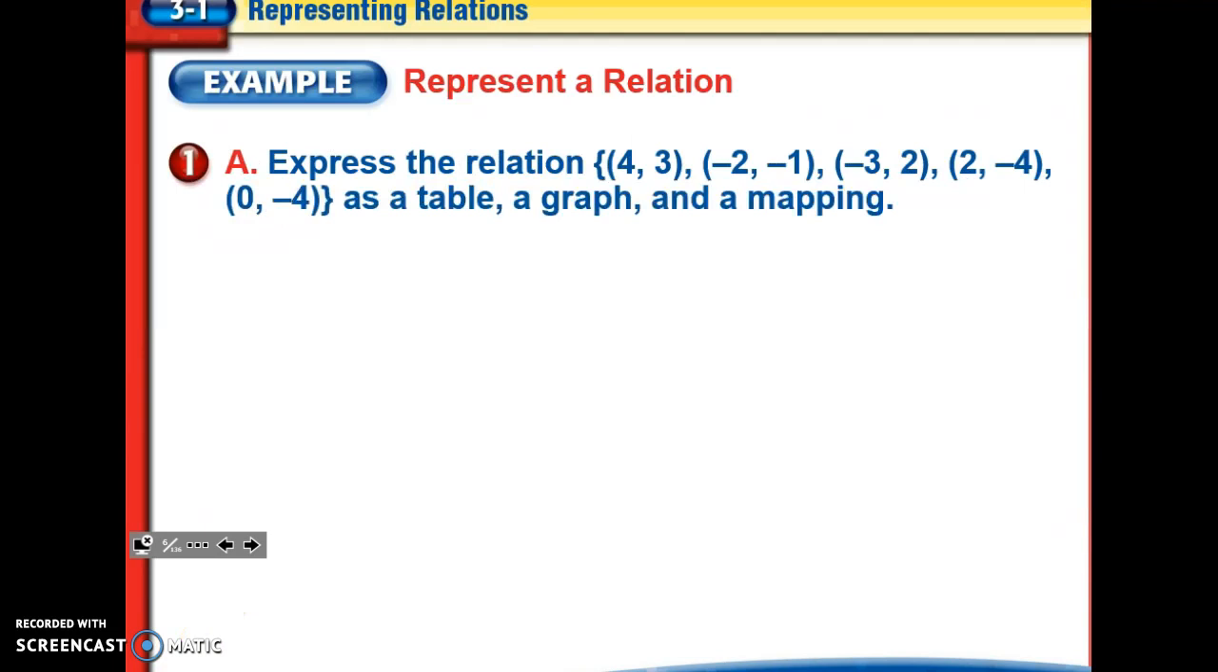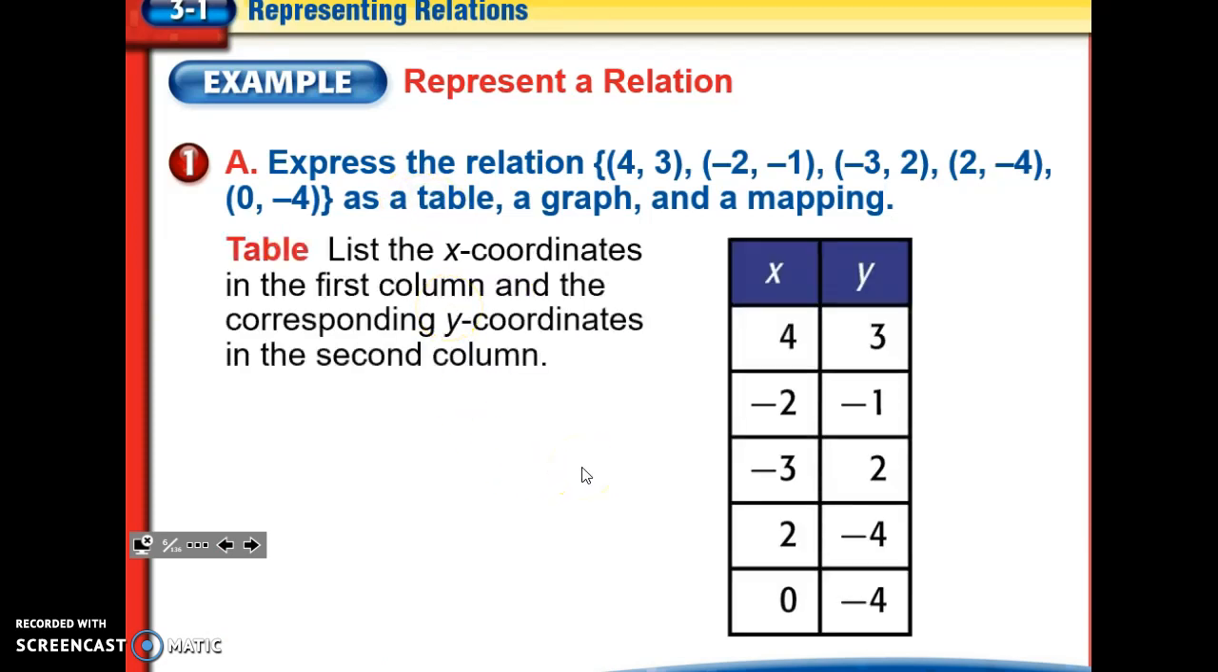Let's talk about how to represent a relation. So example 1 says, express the relation, and it gives us a list of ordered pairs. Please copy those down in your notes. And we're going to practice writing them in a table, a graph, and a mapping. Pause the video and get your example ready.